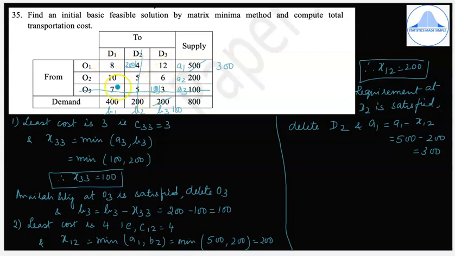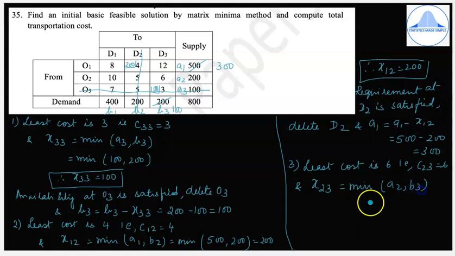Now observe that the next least cost is 6. So the least cost is 6, that is C23 is equal to 6, and make the allocation X23 is equal to minimum of A2 comma B3, which is equal to minimum of A2 is 200 and B3 is 100. So therefore you'll get X23 is equal to 100. So in this cell write 100.